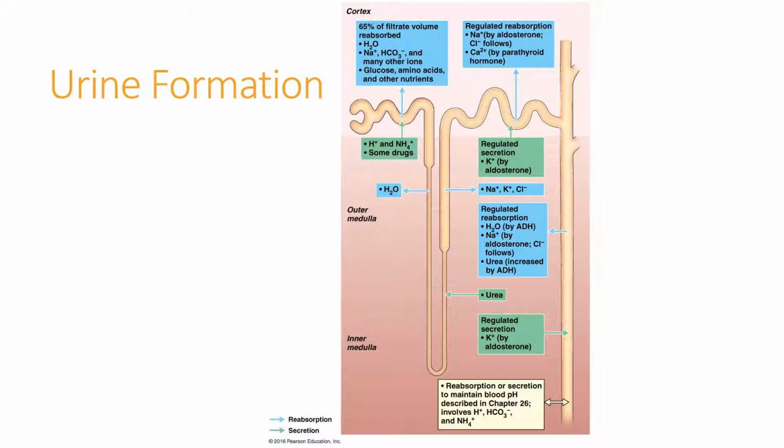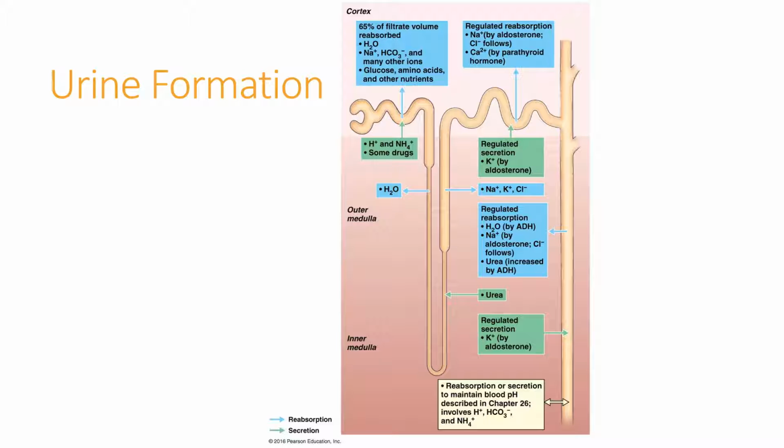Overall, urine formation happens by this combination of filtration, reabsorption, and secretion. Most of the action is taking place here in the proximal convoluted tubule. Here's where we are reabsorbing most of the chemicals that we want to retain back into our blood, and also where we're secreting things like ammonium and hydrogen ions to become part of the urine.